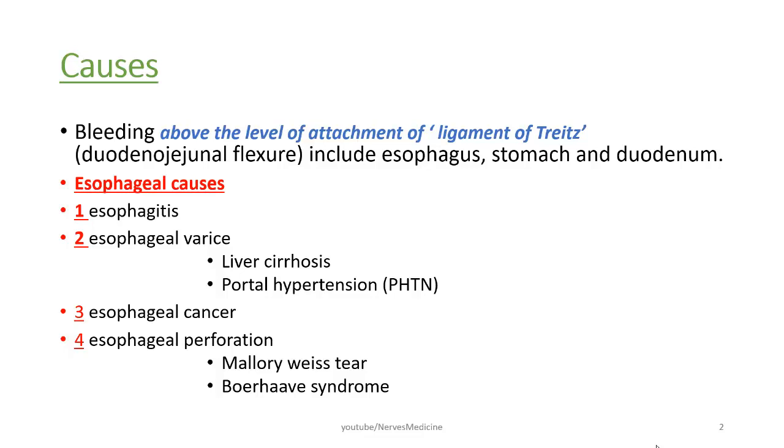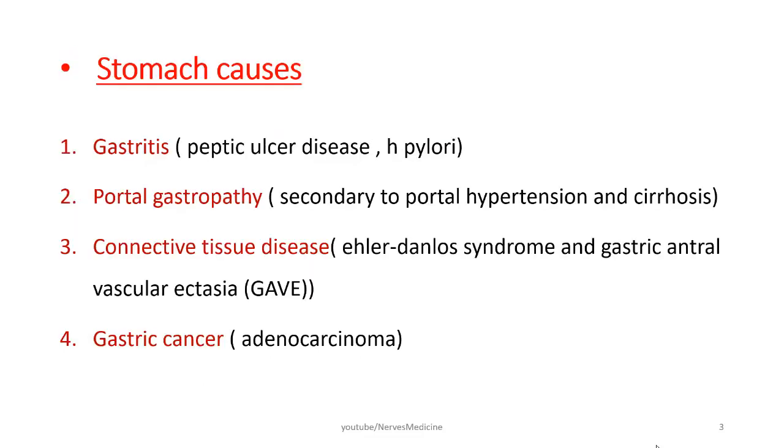Esophageal causes include esophagitis, esophageal varices due to liver cirrhosis and portal hypertension, esophageal malignancy, and esophageal perforation secondary to Mallory-Weiss tear and Boerhaave syndrome. Stomach causes include gastritis, peptic ulcer disease, portal gastropathy secondary to portal hypertension and cirrhosis, and connective tissue diseases like Ehlers-Danlos syndrome and gastric antral vascular ectasia, and gastric malignancy including adenocarcinoma.